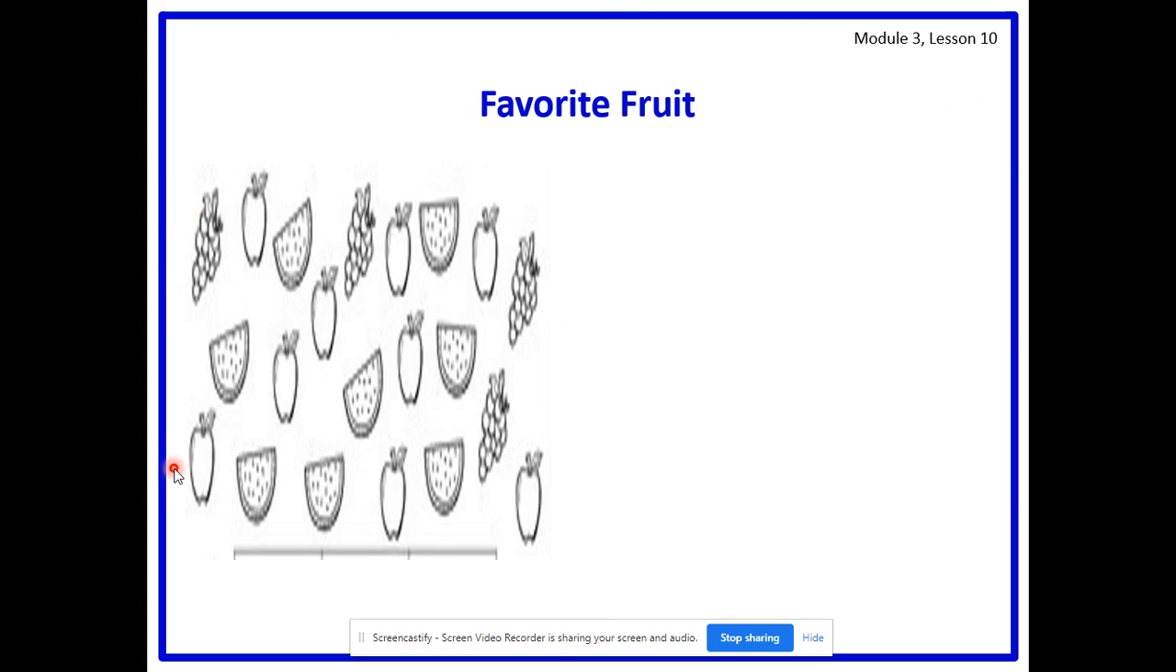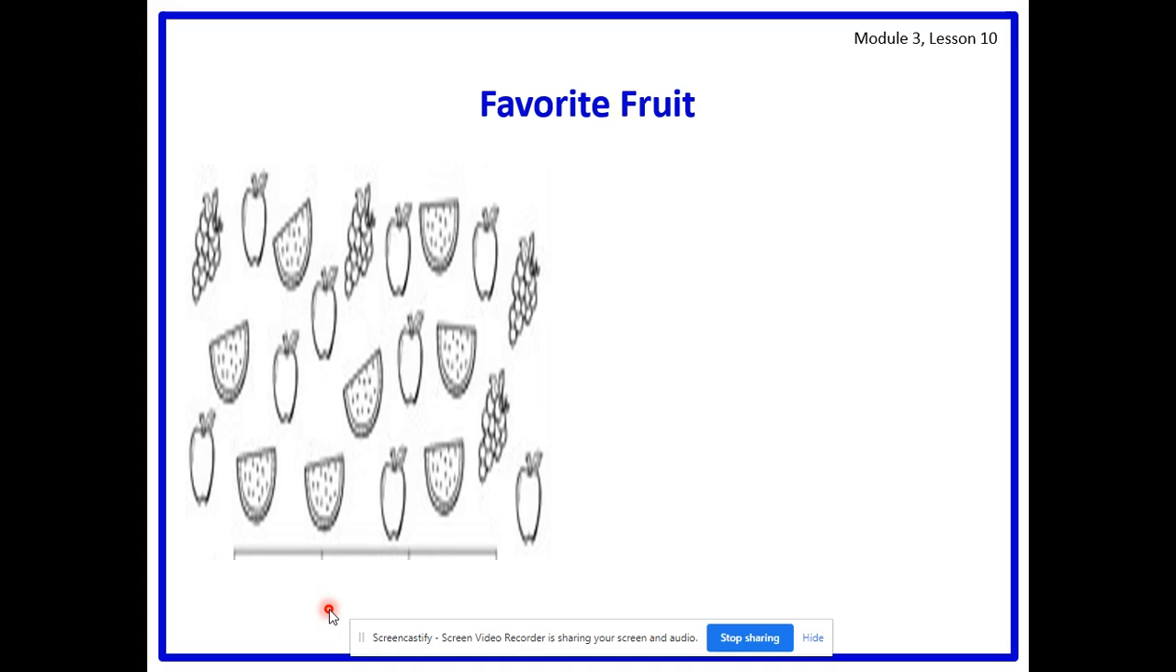So, Ms. Gomez went around asking some students about their favorite fruit. And I told them, put a picture of your favorite fruit up on the board, right? So they gave me all of these pictures. Can you count how many students liked watermelon? I'm going to give you 5 seconds to count. Go.